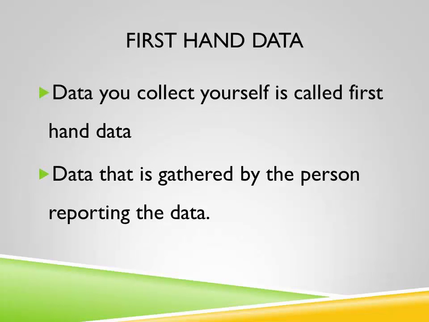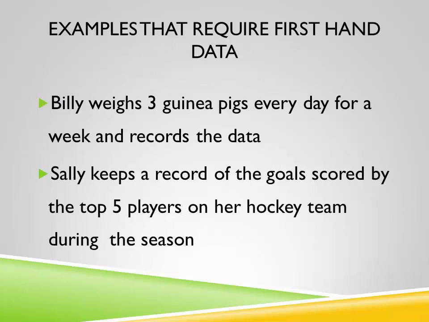First-hand data. First-hand data is data you collect yourself. Data that is gathered by the person reporting the data. Some examples of first-hand data. Billy weighs 3 guinea pigs every day for a week and records the data. Sally keeps a record of the goals scored by the top 5 players on her hockey team during the season.